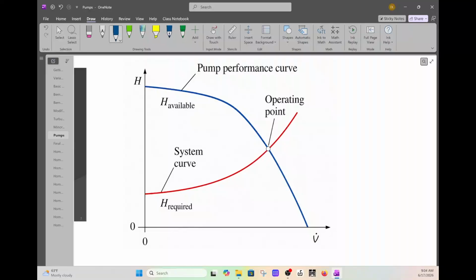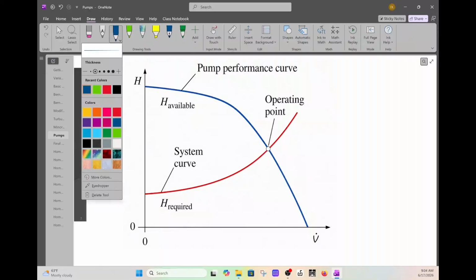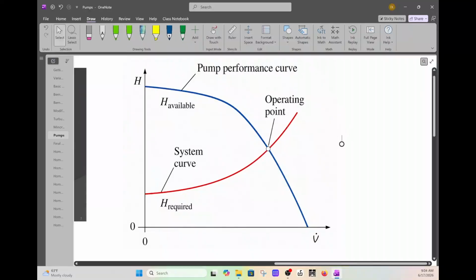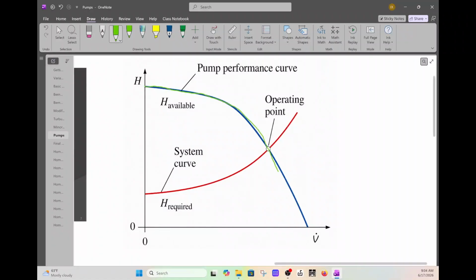Let me take, let's do green. So let's look at this blue solid line that I'm tracing right now. Okay. This is, on the y-axis is H, your total head. So meters, feet. Bottom, volumetric flow rate. This line I just drew, that is your available amount that you can get from the pump. This is from the manufacturer, okay?